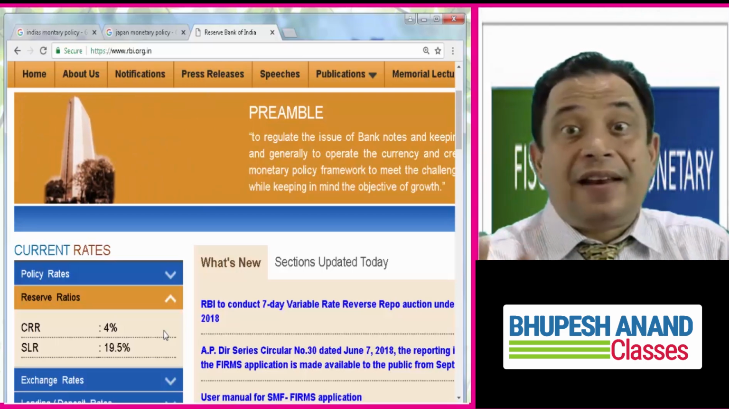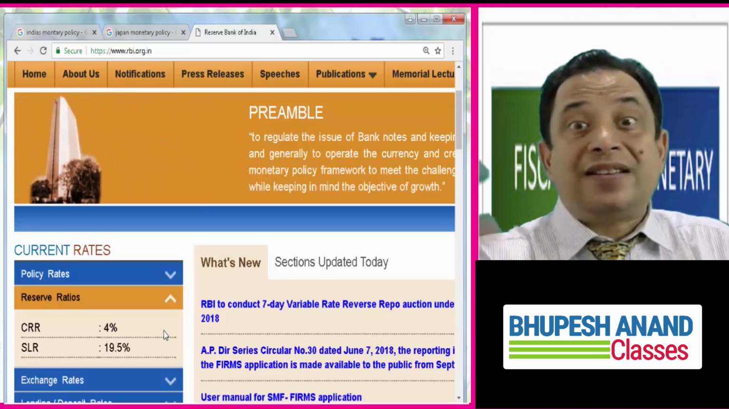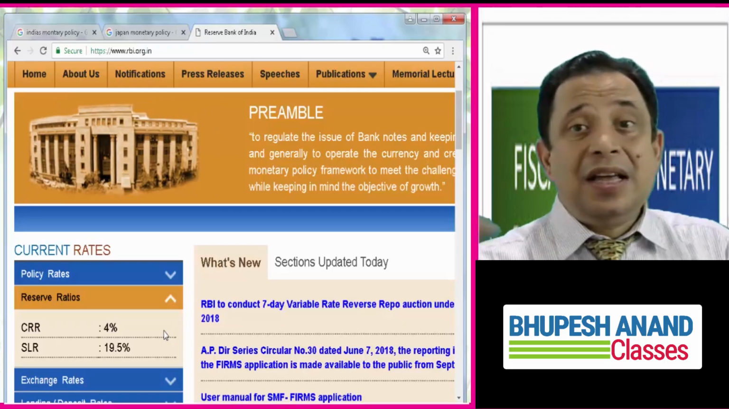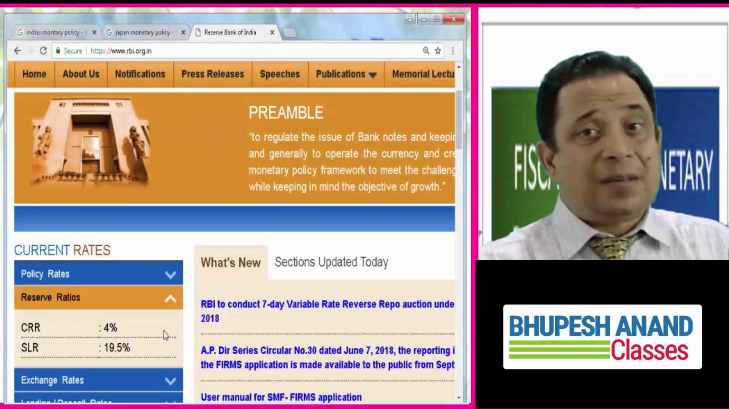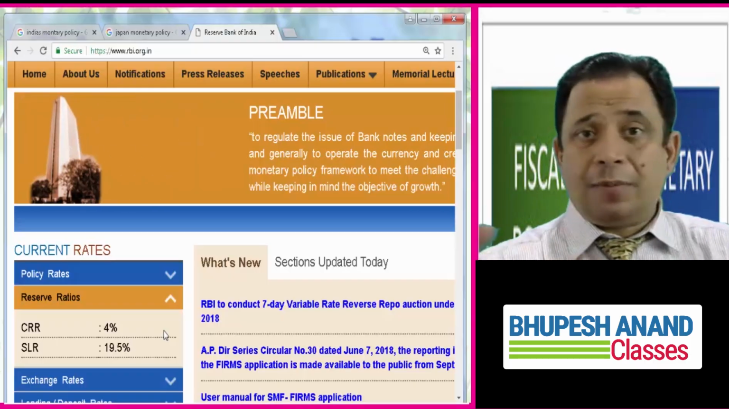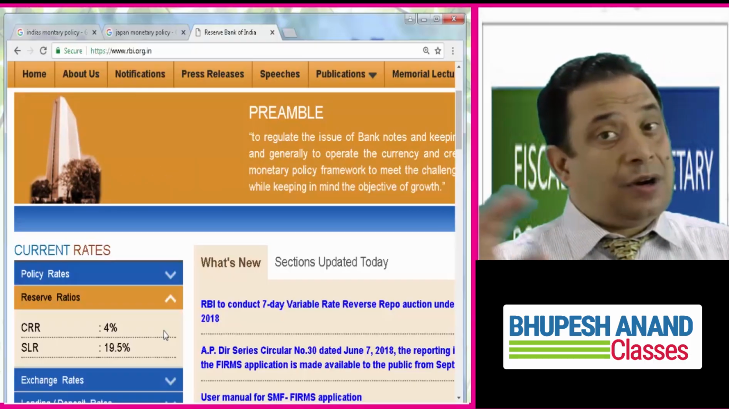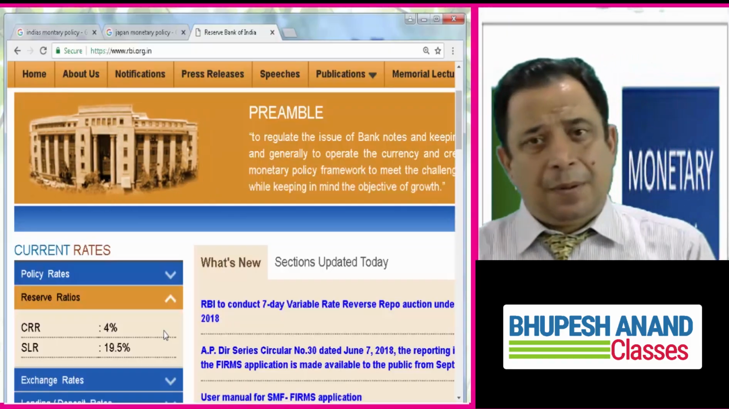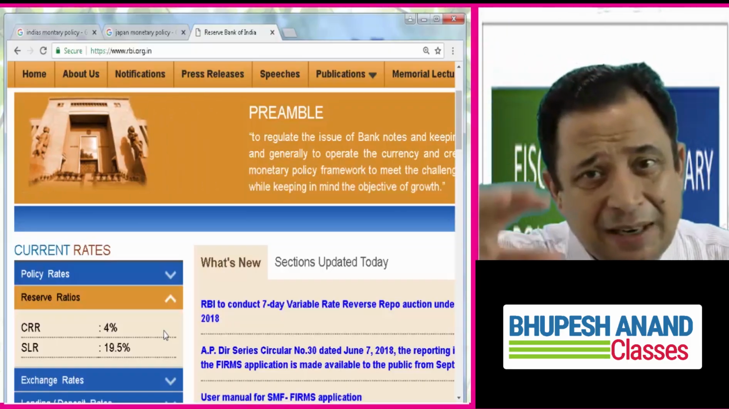It means they will have less liquidity in their hands to give as a loan. It will decrease the liquidity, increase the interest cost, and increase the borrowing cost. People will not be attracted, people will not be borrowing, and interest cost will increase. When people are not borrowing, ultimately what will happen? GDP will decrease and ultimately inflation will decrease.